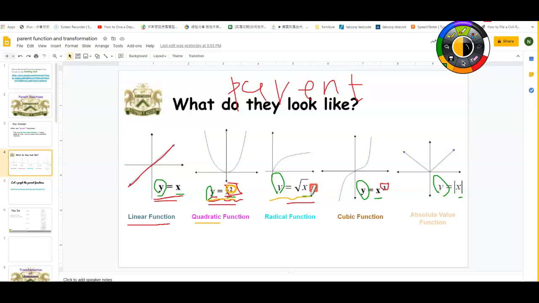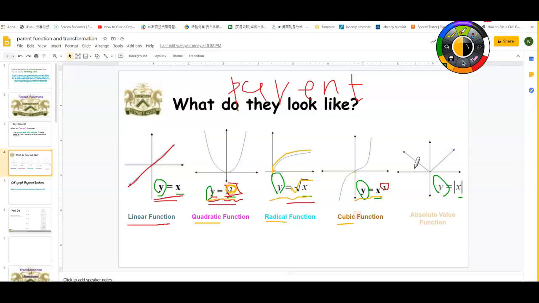Next, the parent equation is y equals square root of x. And the corresponding graph is like half of an arm going through 0, 0. And the name of this parent function is radical function because the square root symbol is called the radical symbol. Okay? The next equation is y equals x cubed, and the corresponding graph looks like this, going through 0, 0. And this basic parent function is called cubic function because of the cube here.